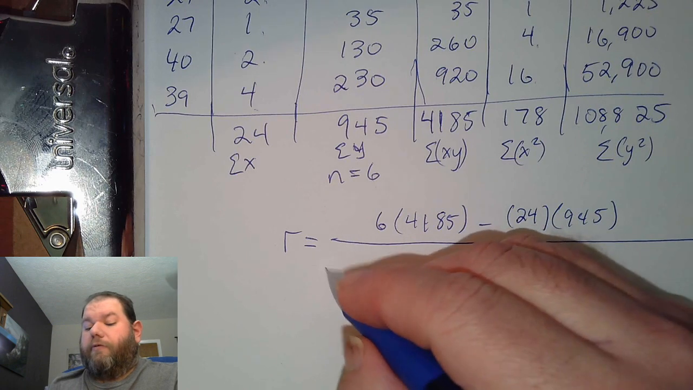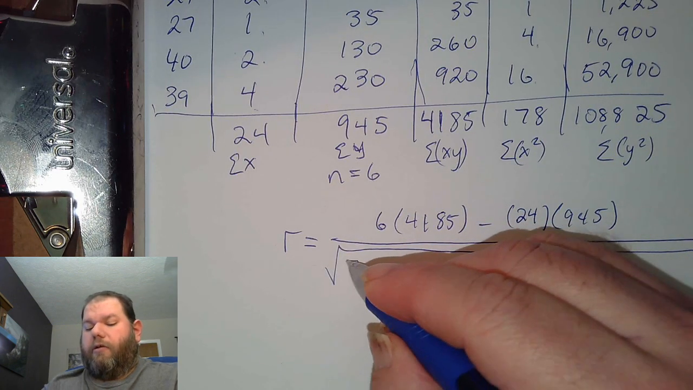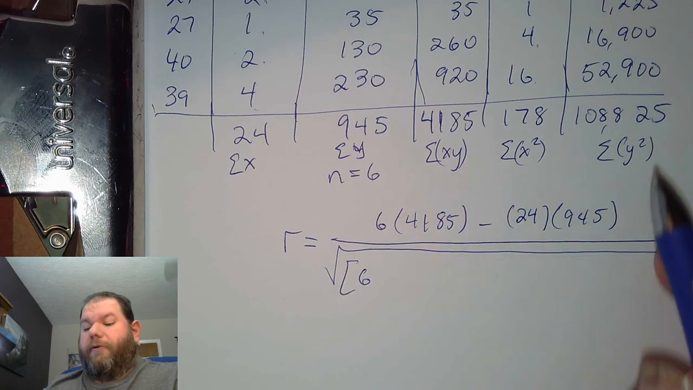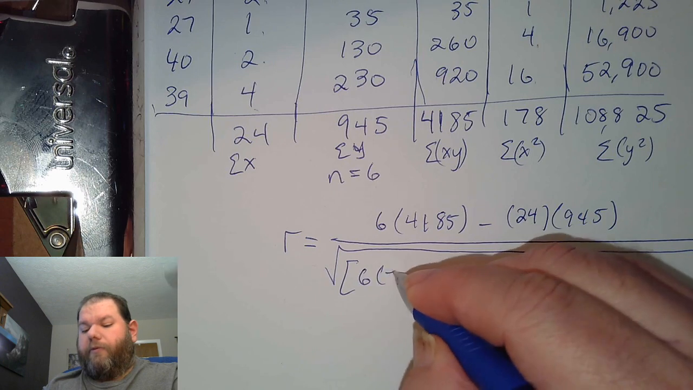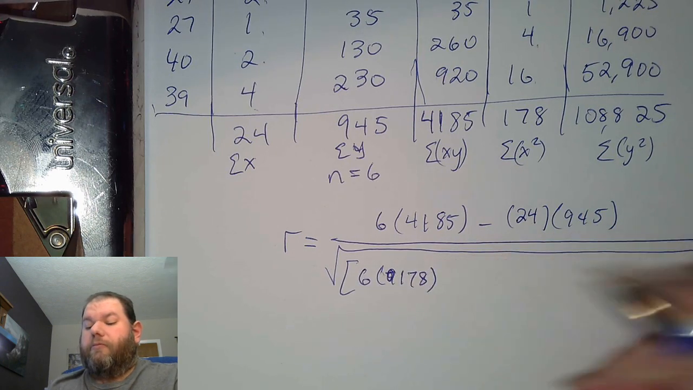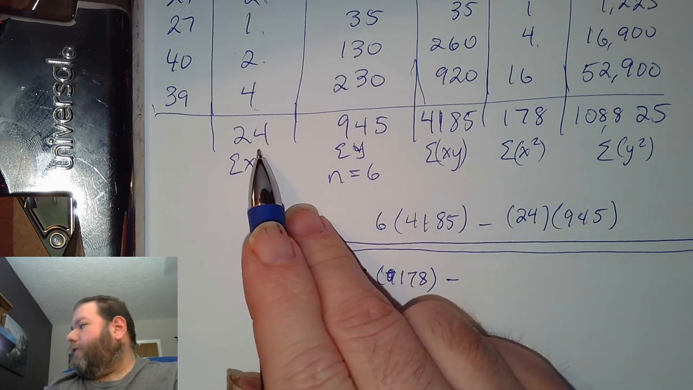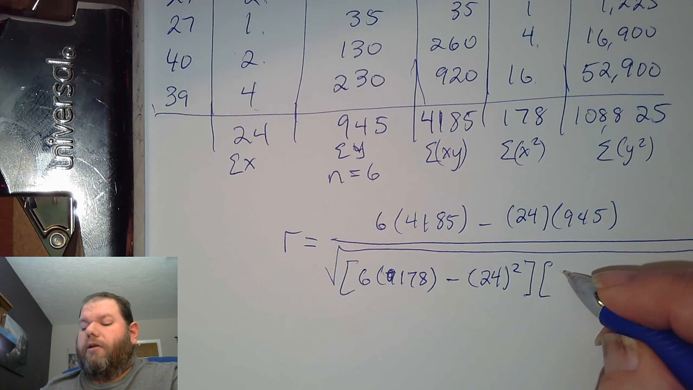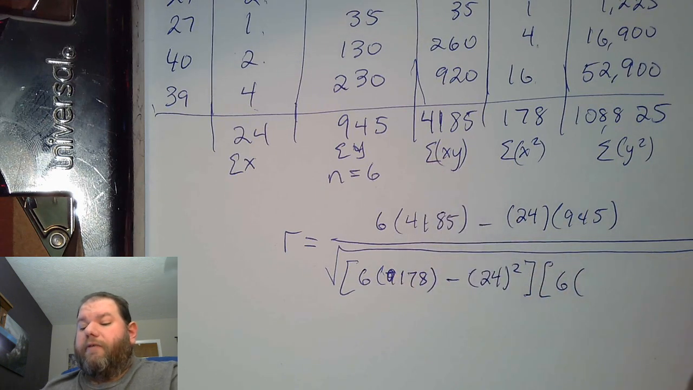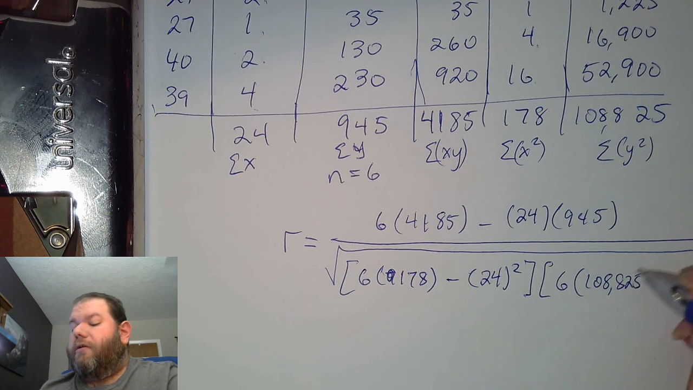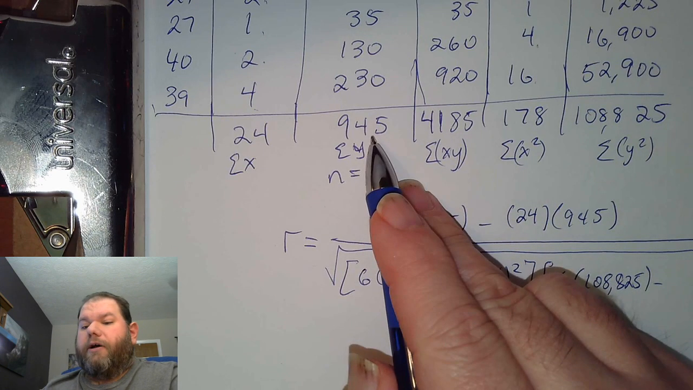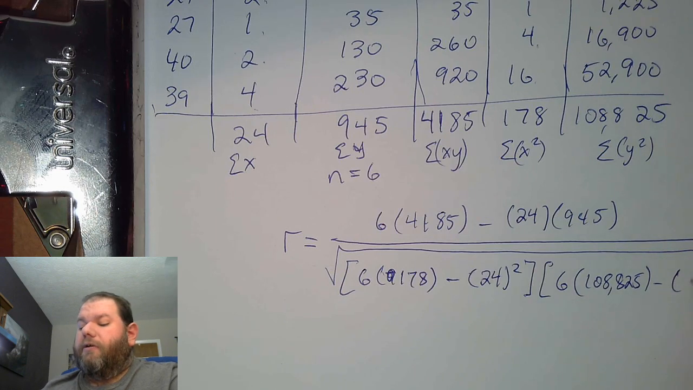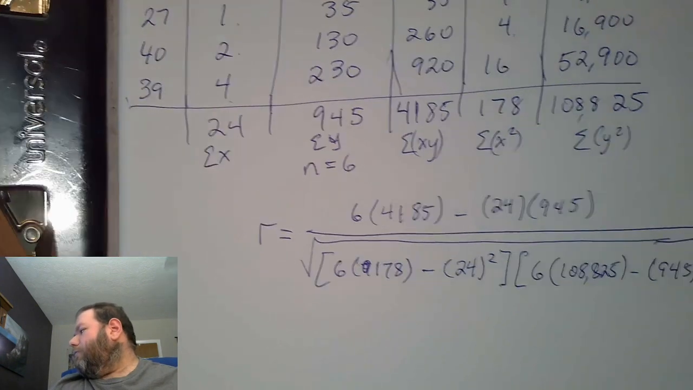On the bottom, square root first of all, bracket n times the sum of the x squares, 178, minus the sum of the x's, 24, in parentheses squared, and then n, again, 6 times the sum of the y squares, which is 108,825, minus the sum of the y's, which was 945, squared. Close bracket. There we go.